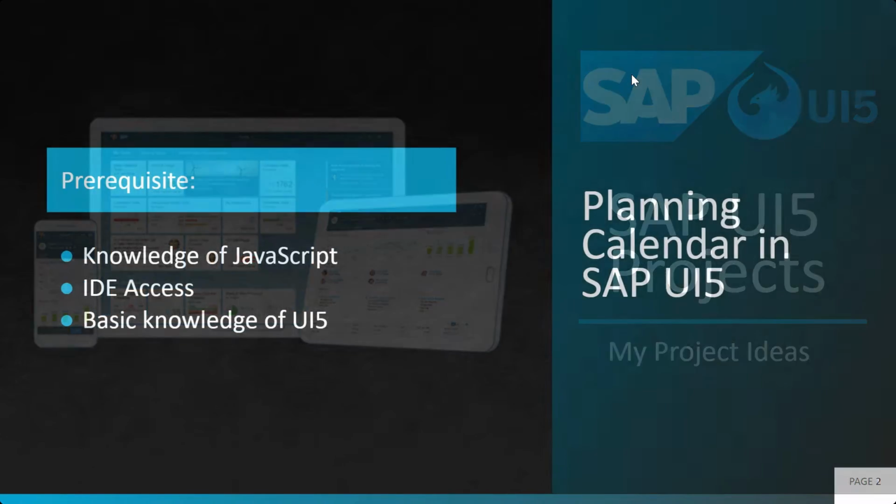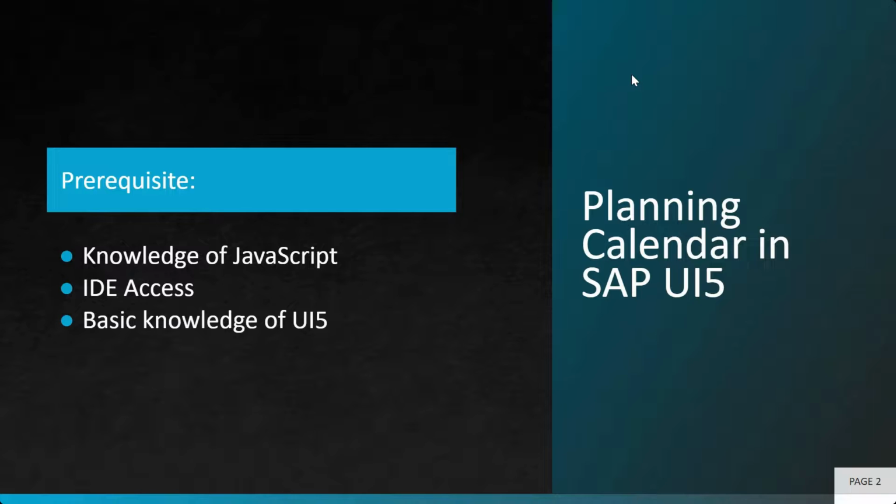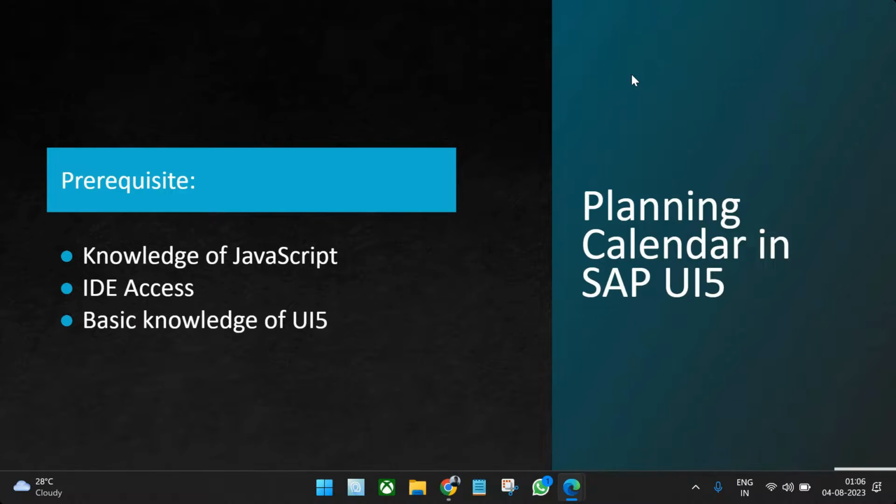This is an ongoing series on SAP UI5 projects. And in this particular video, we'll learn how to prepare a planning calendar using SAP UI5. There are a few prerequisites: you should be able to understand JSON objects, so you must have a basic understanding of JavaScript, also a basic understanding of SAP UI5. And you need to have IDE access. It can be Business Application Studio or it can be Web IDE.